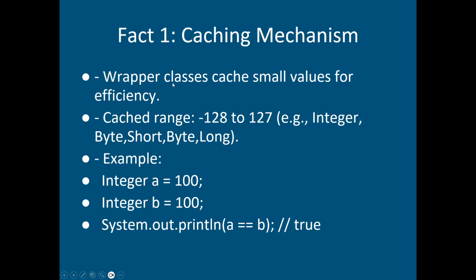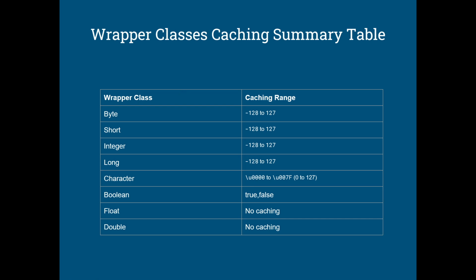And if you go to the slide, this is fact number 1, where whatever I have discussed through code, I have written these points here, right? And this is the table I was talking about, in which I have mentioned all the wrapper class names and their caching range, up to which it will be allowed, and Float and Double will not be cached at all. So you need to keep this in mind whenever you are dealing with wrapper class objects, right?